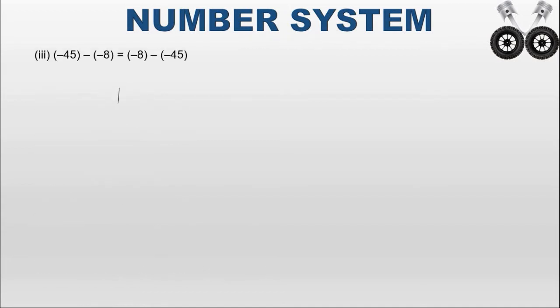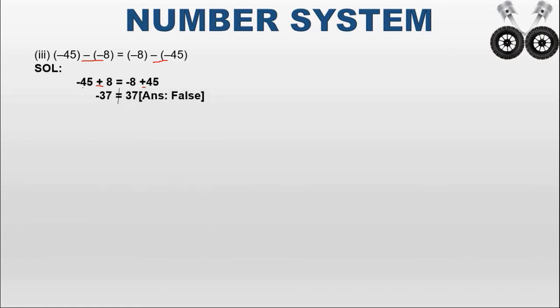Next one, minus 45 minus minus 8 equals minus 8 minus of minus 45. Here we have to check whether the two expressions are equal or not. First we change the sign, since we have two operators next to each other. Minus into minus, these two signs are the same, so we put the positive sign. So minus 45 plus 8, and on the other side minus 8. Again we have the same sign, so minus into minus becomes plus. So minus 8 plus 45.